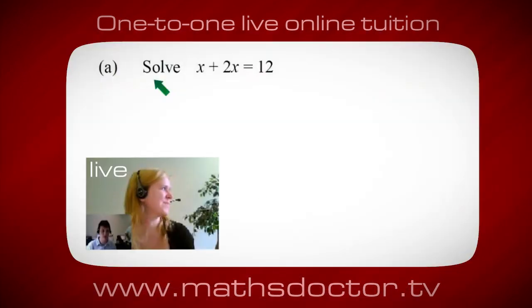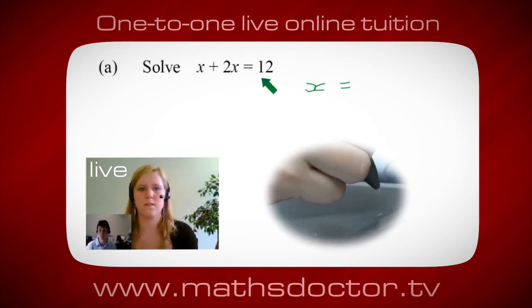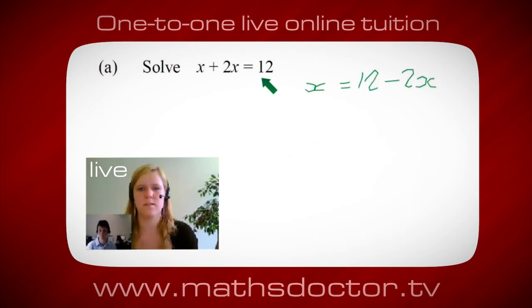Okay, Marie, so let's have a look at this one. So solve x plus 2x equals 12. So what do you think you do first? Okay, well, I want x on its own, so I would put x equals 12 minus 2x. Okay, so a lot of the time we want to get x by itself, but what we want to do first is get all of these x's together. So can you see anything we can do with this? Get all these together in one place.